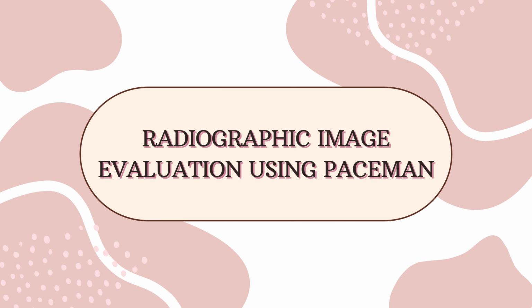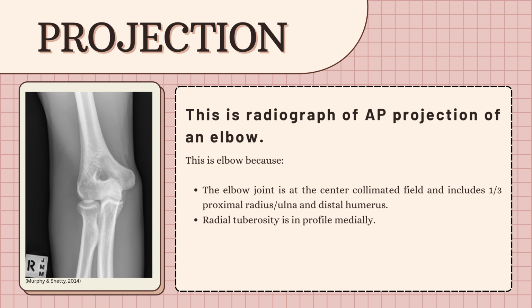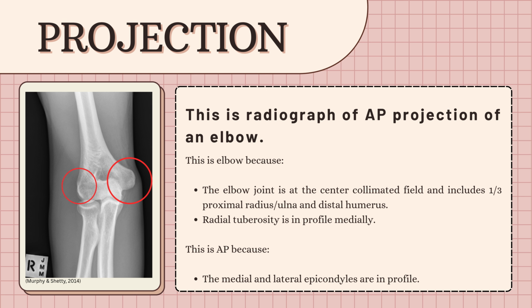Now, we move to the radiographic image evaluation using the Paceman method. First is the projection, based on the radiograph shown. This is the radiograph of an AP projection of an elbow. This is an elbow, because the elbow joint is at the center of the collimated field, and includes 1/3 of proximal radius and ulna and distal humerus. Next, the radial tuberosity is in profile medially. This is an AP projection, because the medial and lateral epicondyles are in profile.